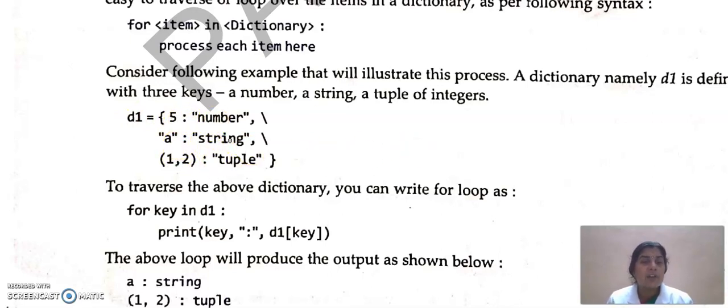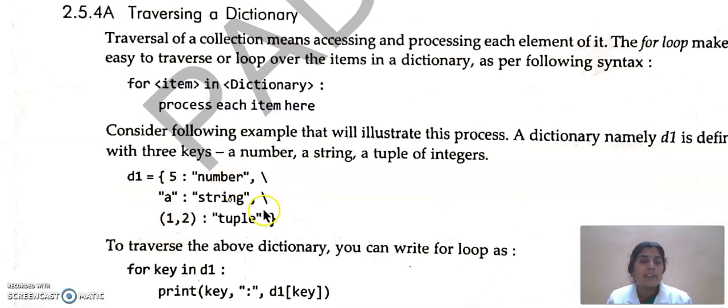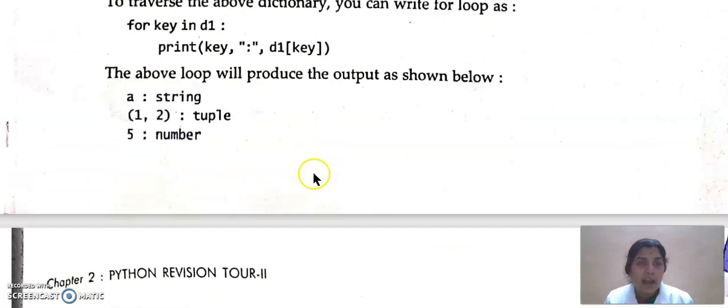Suppose we want to traverse all the elements of a dictionary, what will we do? We will use either a for loop or a while loop. It is easy to use a for loop. So for key in D1: print key, colon, D1[key]. For the first key the value will be 0. So what will be the output? Then 5, number, a, string, 1, 2, tuple will be the output.